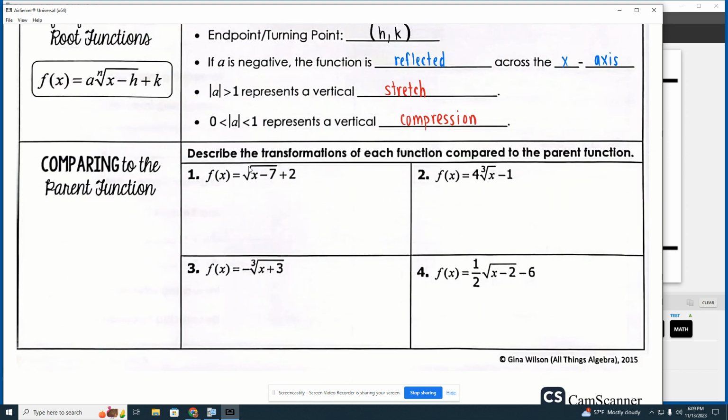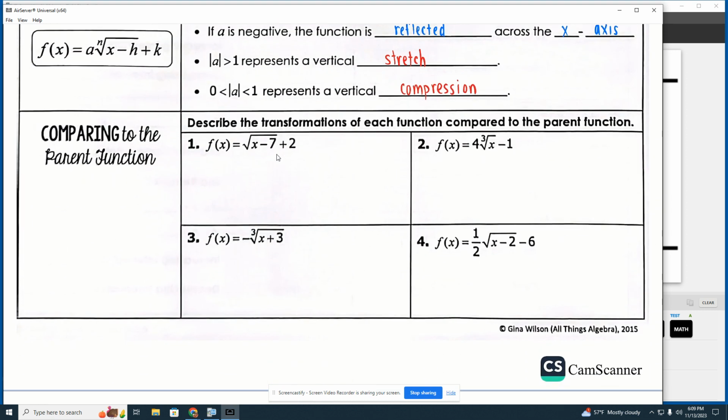So let's talk about the transformations. We're going to compare these to the parent function. The parent function for this one is the square root of x. Let me just write it. The square root of x. So what's happened to this thing? Well, remember, on the inside, that's horizontal shift. And it looks like a -7, so that means it's a +7 horizontal shift. So it shifts right 7.